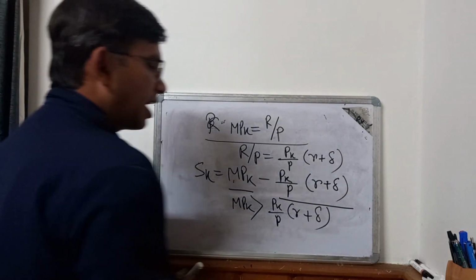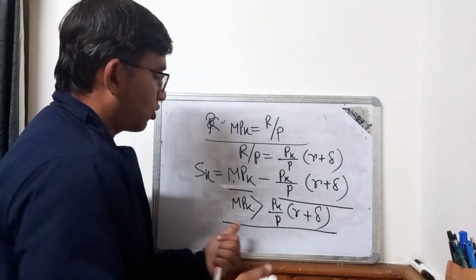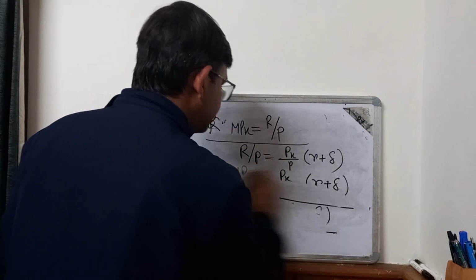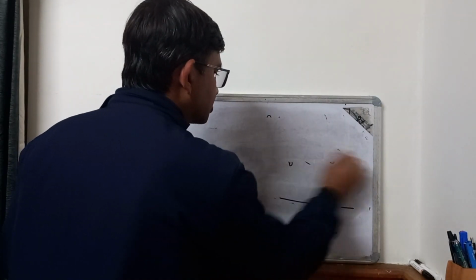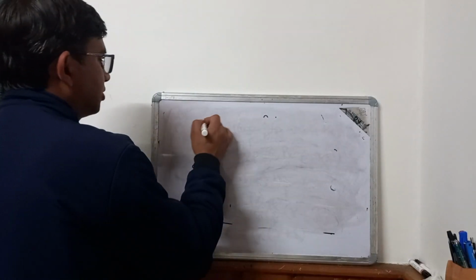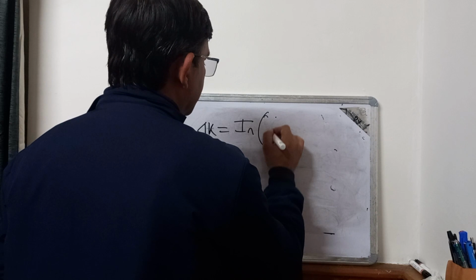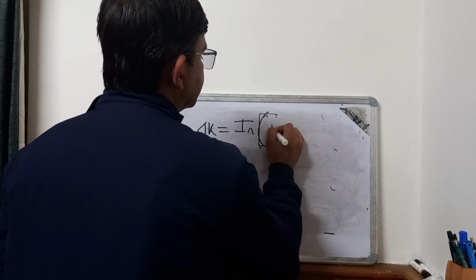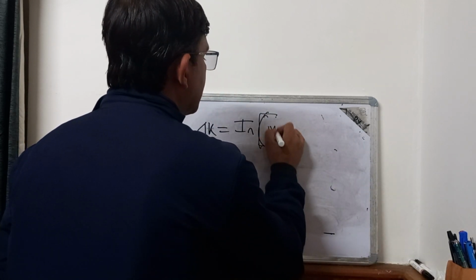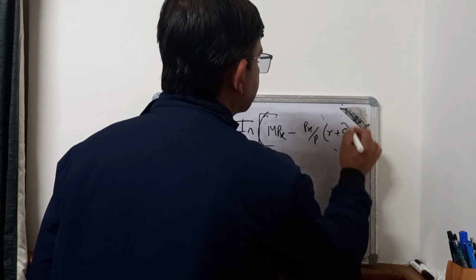So from here we can write that there is the incentive for firms to invest more to increase the stock of capital. So from here what we can see is that private investment, whether the firm will add to the stock of capital and how much, will depend on this investment function. It can be written as delta K, the change in capital, given as I N, which is a function of, better to give third bracket, function of MPK minus PK by P into R plus delta.